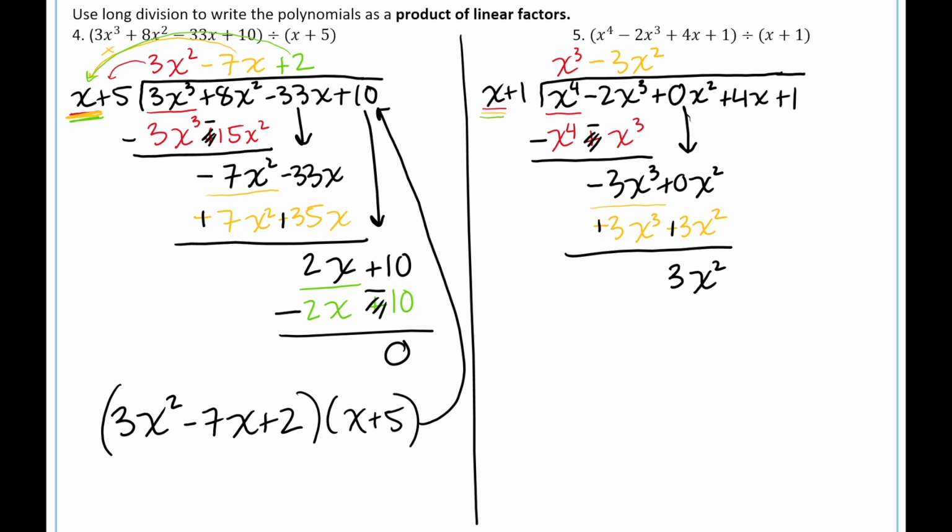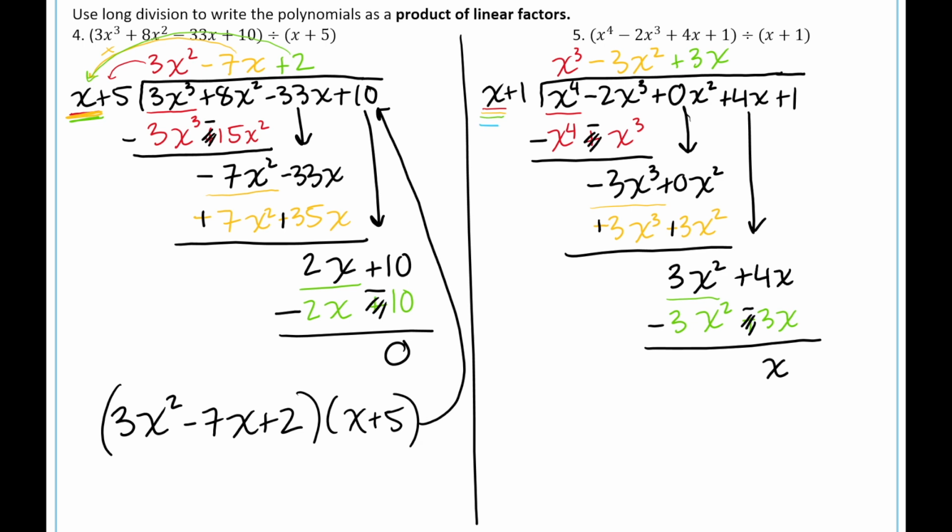Keep on going. X dividing 3x squared is 3x. I'm going to go ahead and multiply, 3x squared plus 3x. Now time to subtract, so I'll bring the 4x down, change my signs in order to subtract. I'm left with 4x minus 3x, which is x.